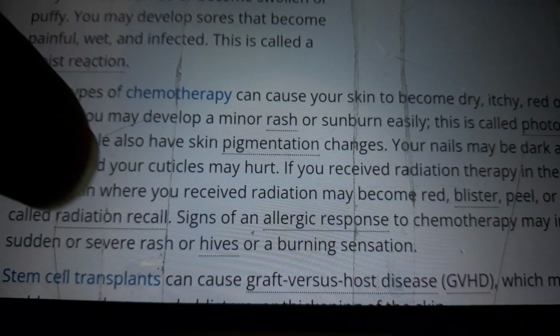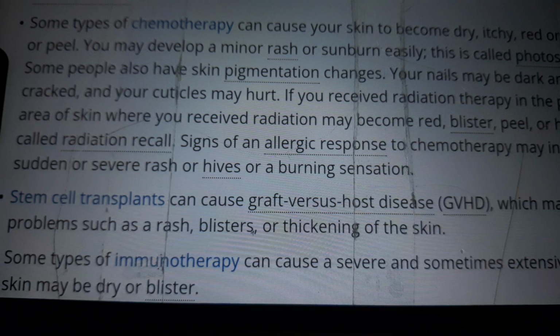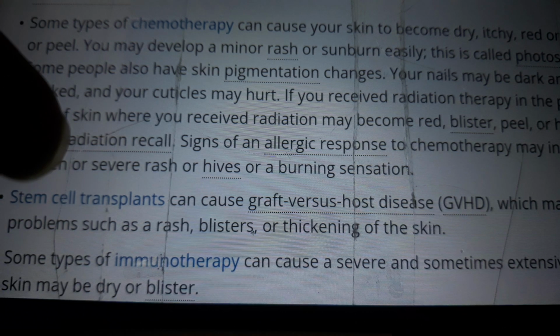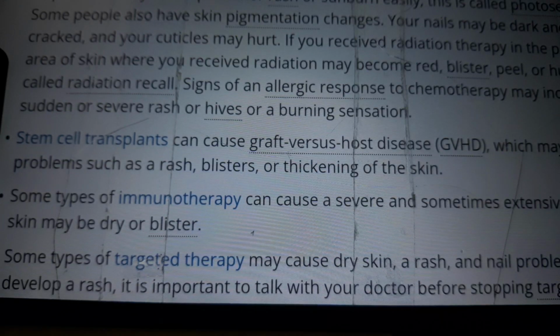Some types of chemotherapy can cause your skin to become itchy, dry, red, or darker, or peel. You may develop a minor rash or sunburn easily. This is called photosensitivity. Some people also have skin pigmentation changes. Your nails may be dark and cracked, and your cuticles may hurt. If you received radiation therapy in the past, the area of skin where you receive radiation may become red, blister, peel, or hurt. This is called a radiation recall. Signs of an allergic response to chemotherapy may include a sudden or severe rash or hives or a burning sensation.